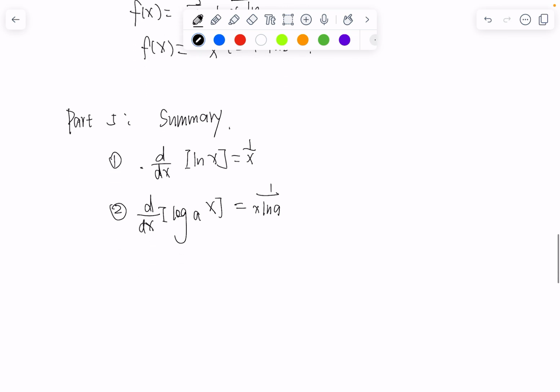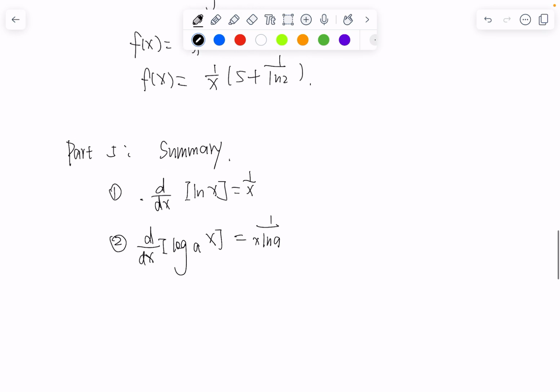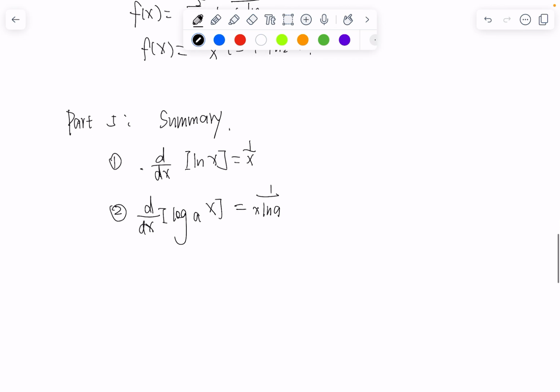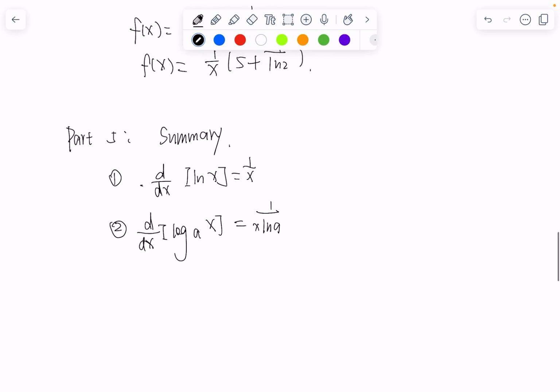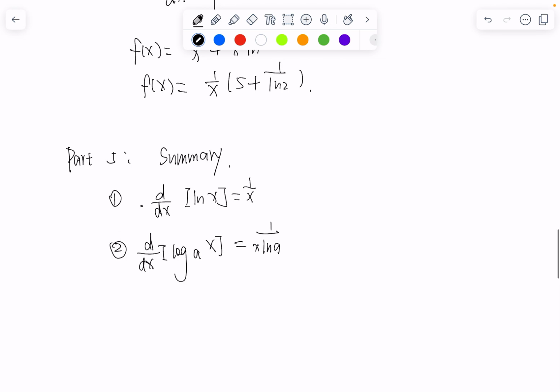So let's recap what we learned today. The derivative of the natural logarithm ln x is simply 1 over x. For a logarithm with any other base a, the derivative is 1 over x ln a. These rules are powerful tools that you will use again and again in calculus. Remember the journey: we used the definition of the logarithm and implicit differentiation to discover these rules.